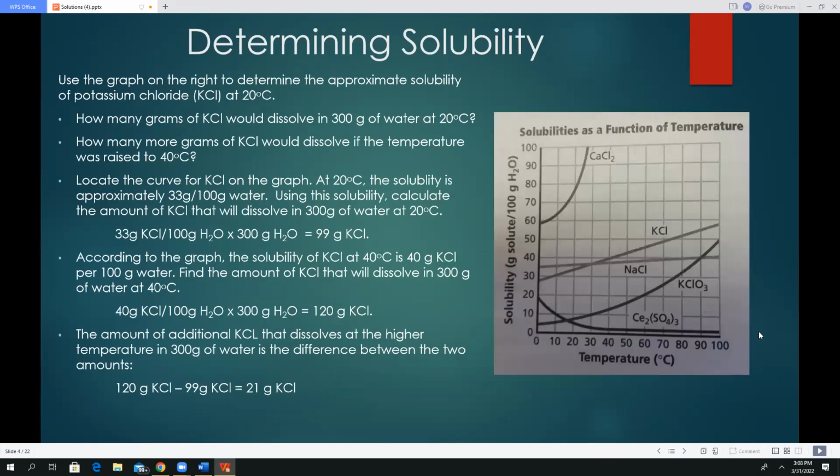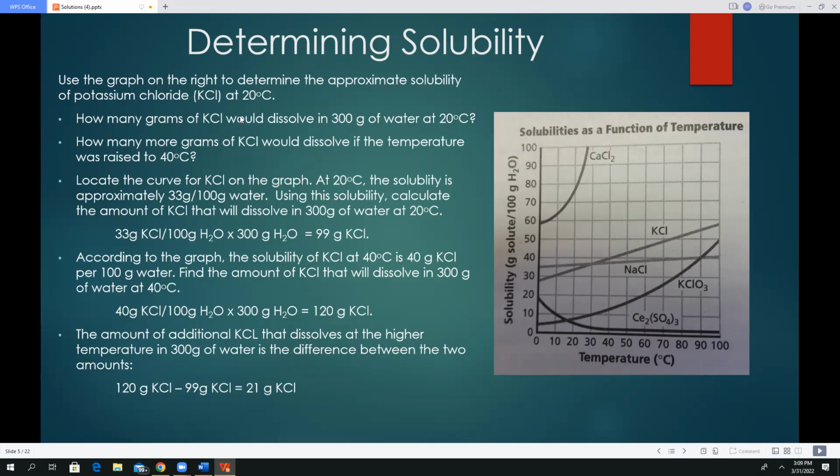For the rest of this, we have the same chart where we are going to ask you some questions. And right here, it's all about interpretation of the chart. So if you want to determine the approximate solubility of potassium chloride at 20 Celsius, you look for the temperature, you look for the KCl, and the approximate solubility would be less than 35, but more than 30. So somewhere around 33, maybe, something like that.